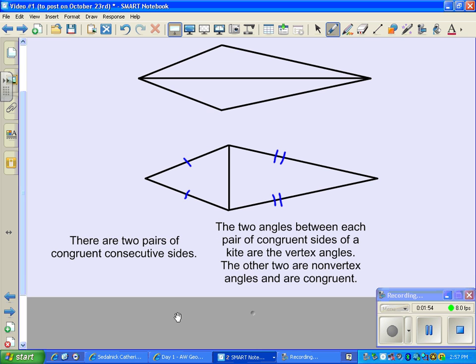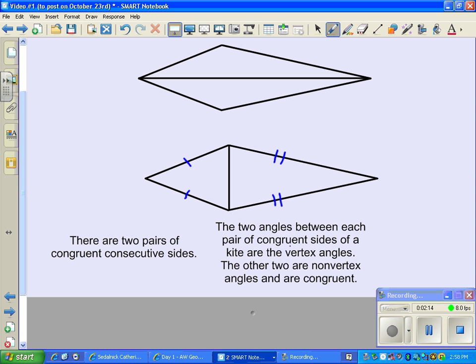Now, there are two pairs of congruent consecutive sides. Remember, congruent, the same, and then consecutive, they're right next to each other. So here's one pair of congruent consecutive sides. Here's another pair of congruent consecutive sides. Now, the two angles between each pair of congruent sides of a kite are called the vertex angles.